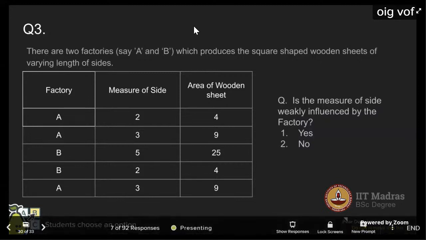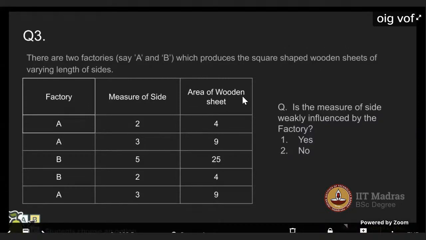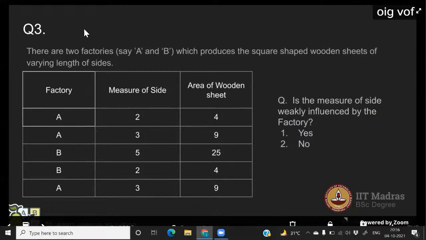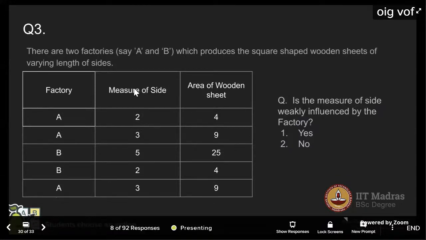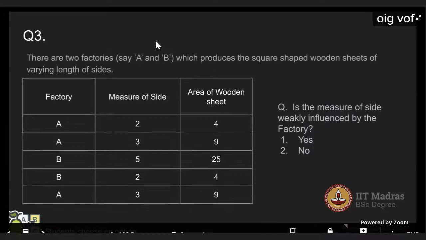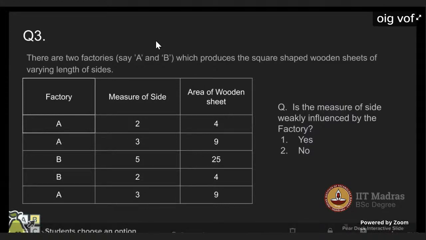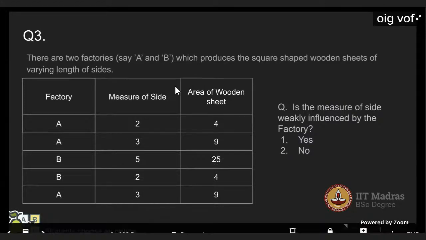I will try to complete it quickly, just 5 minutes. You already know the population standard deviation of measure of side. It's 1.095. The population standard deviation of measure of side is 1.095. Use that.